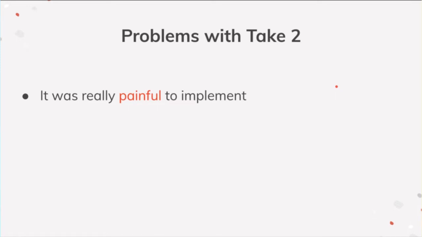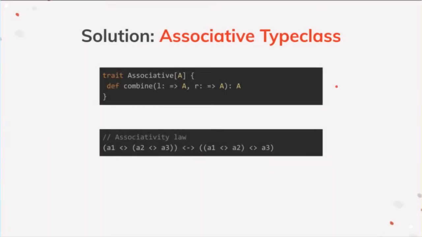So ZIO Prelude has Associative instances for Scala standard types. So we have instances for booleans, ints, longs, options, vectors, lists, sets, tuples. So ZIO Prelude already provides us with those instances. And of course, we can create instances of Associative for our own types or for types that come from third-party libraries.